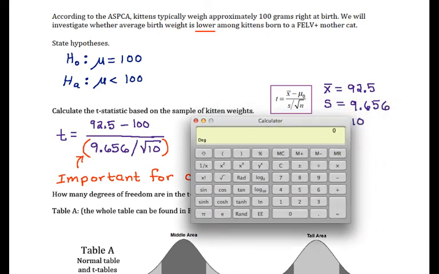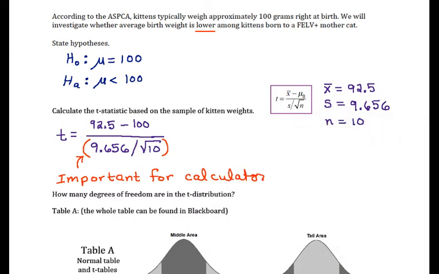So here's how I'm going to evaluate this. 92.5 minus 100 gets me negative 7.5. Now I'm going to say divided by, and I'm going to hit this open parenthesis, 9.656 divided by 10 square root. This particular calculator takes the square root of whatever is on the screen. Now I enter my close parenthesis, and now I hit equals to get negative 2.456.